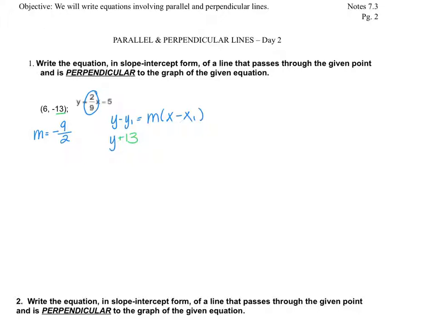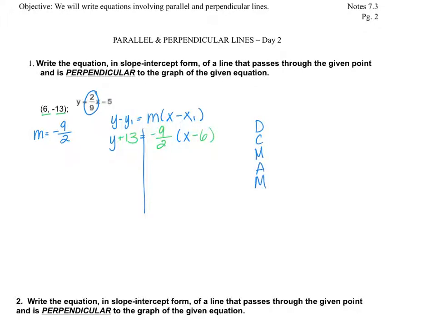Okay? Is equal to, what's my slope? My new flopposite slope is negative 9 over 2. And then I have x and my opposite x value from my point. So instead of positive 6, I'm going to have negative 6. That is my equation in point-slope form. And now I need to solve for y equals. Okay, from here we're going to use "Don't Call Me After Midnight."